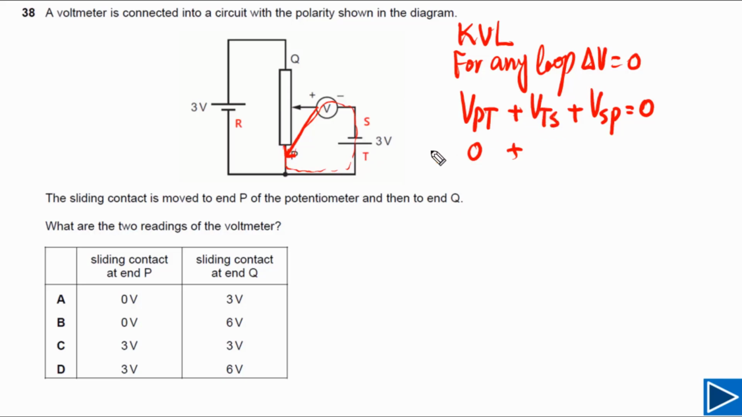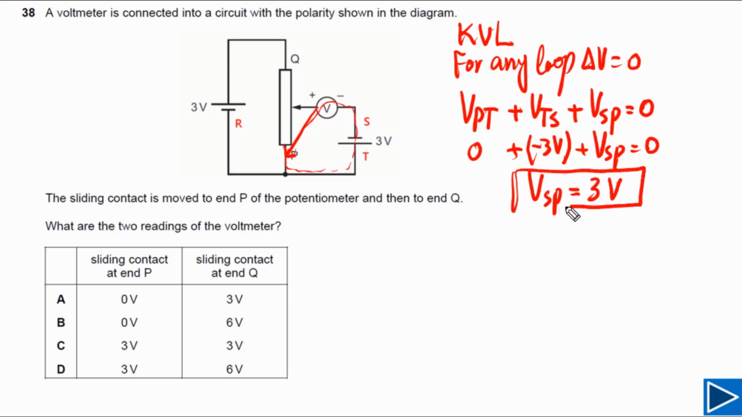And for TS, when we go from positive terminal to negative terminal, the voltage drop is negative. Voltage drop means it's negative 3 volts. And for VSP, actually this is the reading on the voltmeter, so we don't know what the value of this is. We can simply write down VSP, and this has to be equal to 0. From here we can find the value of VSP, meaning the potential difference across the voltmeter, and that is equal to 3 volts. So this is how we can find the reading on the voltmeter when the sliding contact is connected at NP.